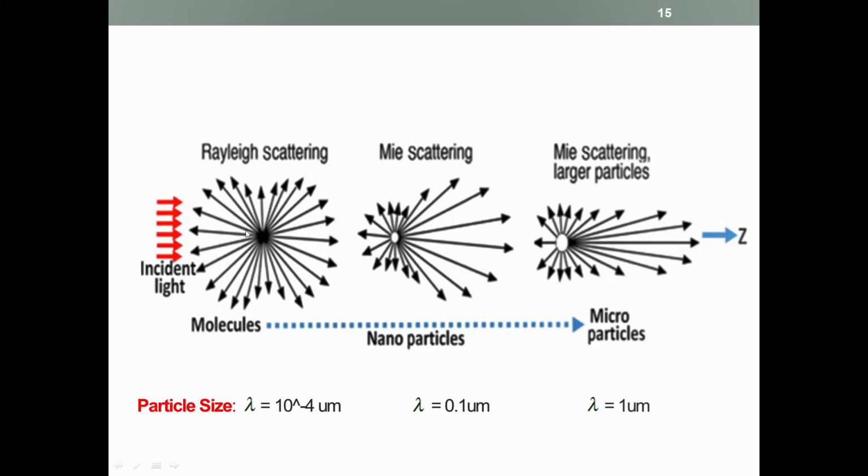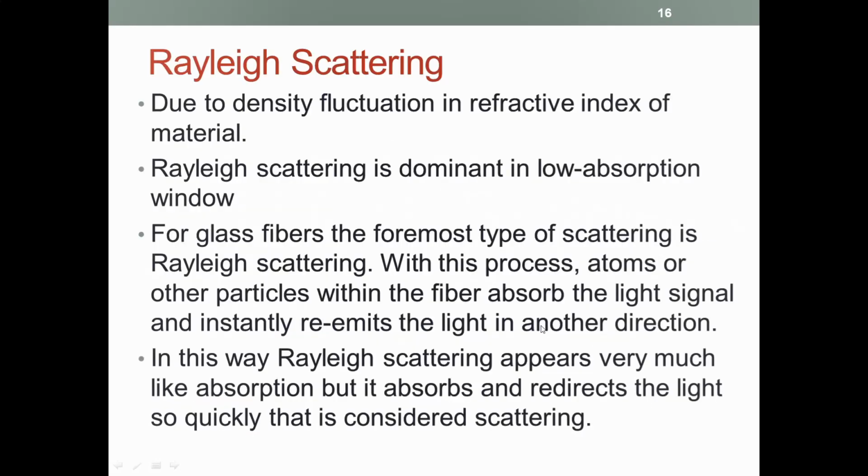As you are incident in this direction, this is Rayleigh scattering, this is Mie scattering, and this is Mie scattering due to larger particles. So this is what happens. Rayleigh scattering scatters light all around, while with Mie scattering, in the direction it is incident there is not much of a scattering effect, but in the other direction it is going to have a larger effect.